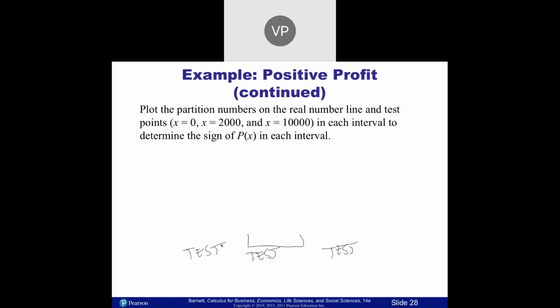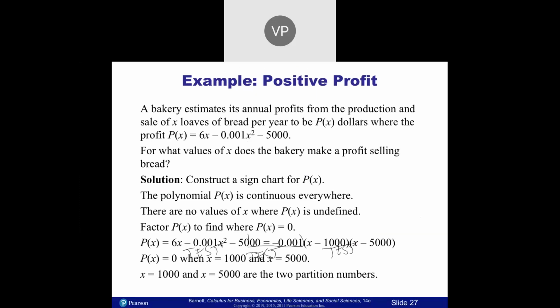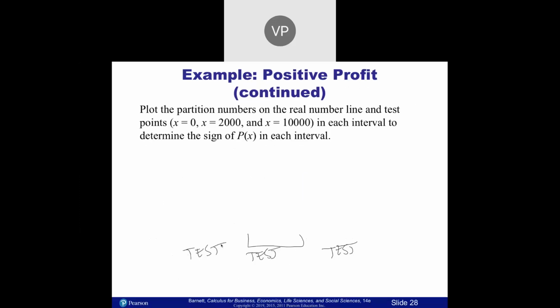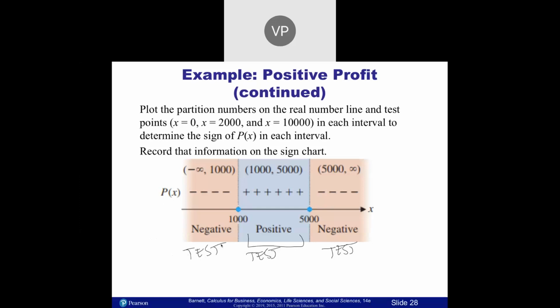Now back to my function. This is where you test it. You always test numbers in the original, not even the factored one right here. I don't like testing in the factored one because if you messed up in your factoring, you're going to get the wrong answer. So always test it in the original function. So when we test, their suggestions were 0, 2,000, and 10,000.